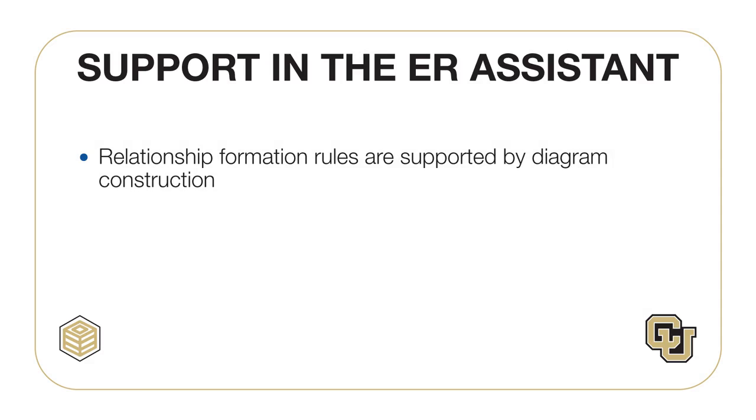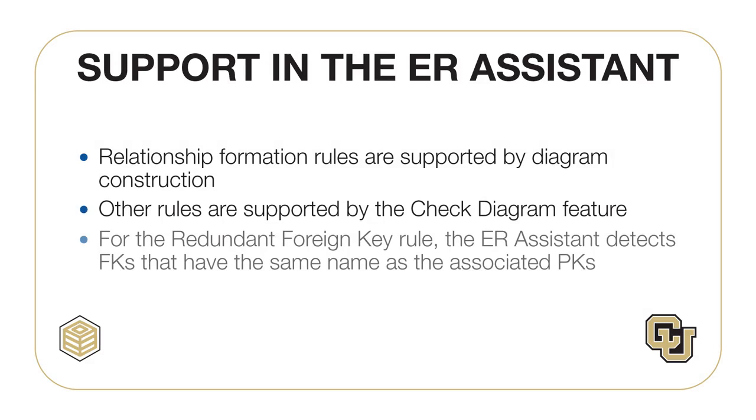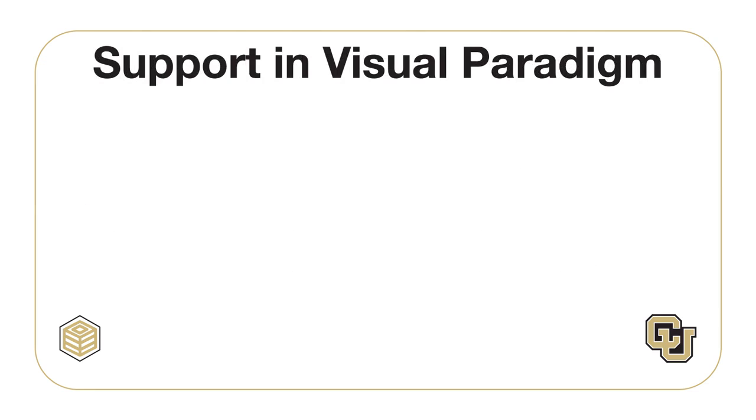As you have briefly seen in this lesson, the ER assistant supports these diagram rules. The relationship consistency rules are supported by diagram construction. Other rules, including the identification dependency rules and the redundant foreign key rule, are supported by the check diagram feature of the ER assistant. As you have seen, the ER assistant is a simple tool designed to support diagram rules in this course and related textbook.